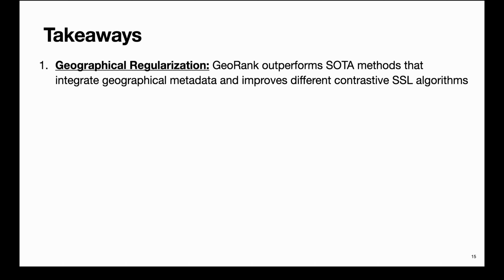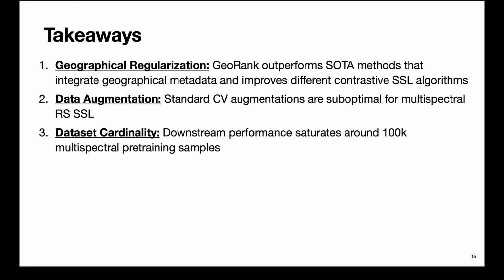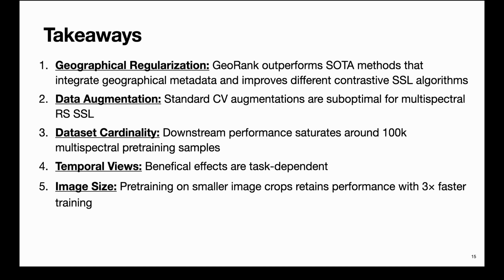To summarize, we draw 5 main conclusions. First, GeoRank consistently outperforms existing contrastive methods that integrate geographical metadata and improves a wide range of contrastive SSL backbones. Second, standard computer vision augmentations are suboptimal for multispectral remote sensing. Simple geographic augmentations work better. Third, for multispectral datasets, downstream performance already saturates at 100,000 pre-training samples. Fourth, temporal views are not universally beneficial. Their effect is clearly task-dependent. And finally, smaller pre-training image crops retain performance, while enabling up to 3 times faster training.